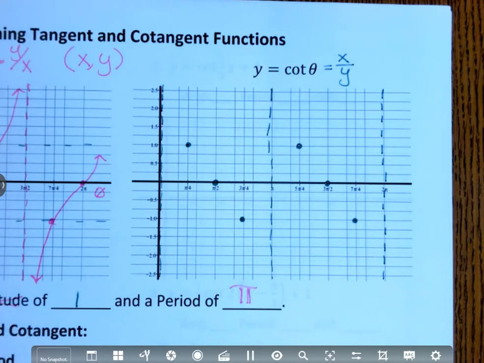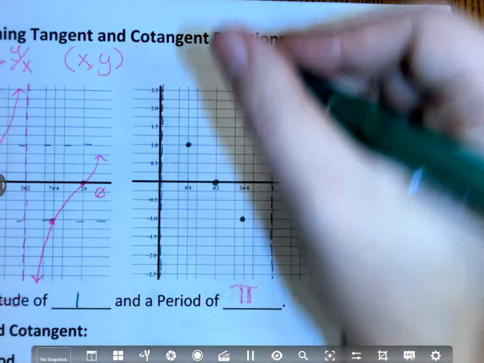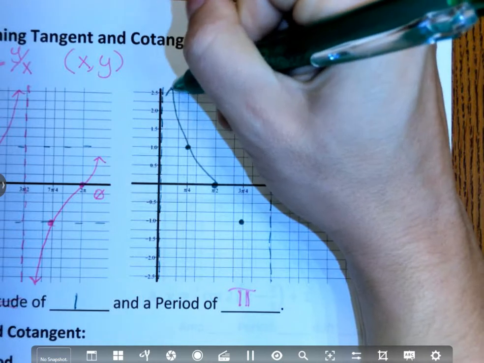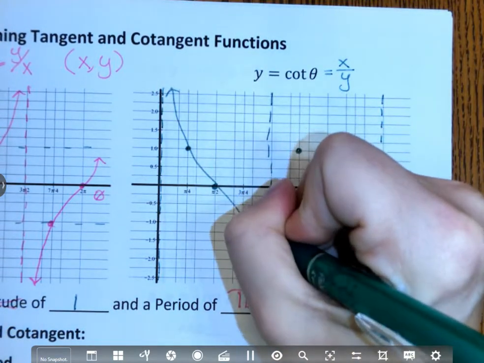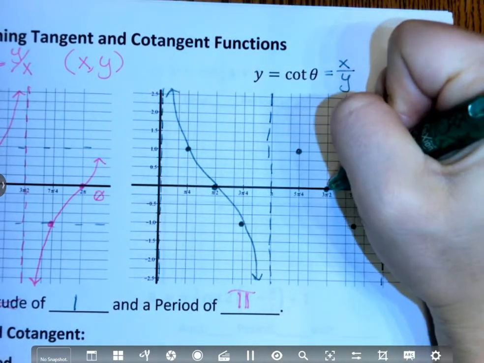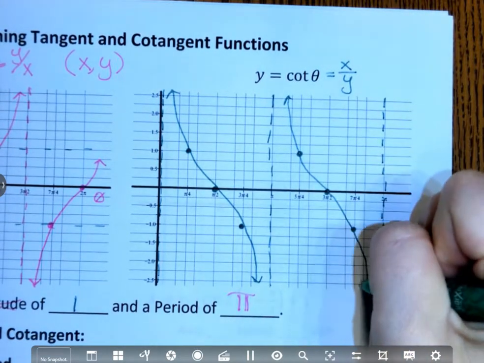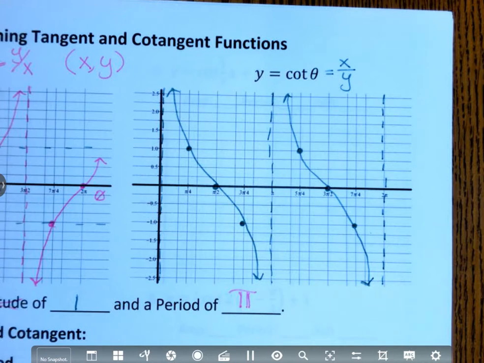Okay? This is the cotangent graph. It goes up to the left and down to the right. Again, filling from top to bottom, making sure that we have arrows on each of those lines.